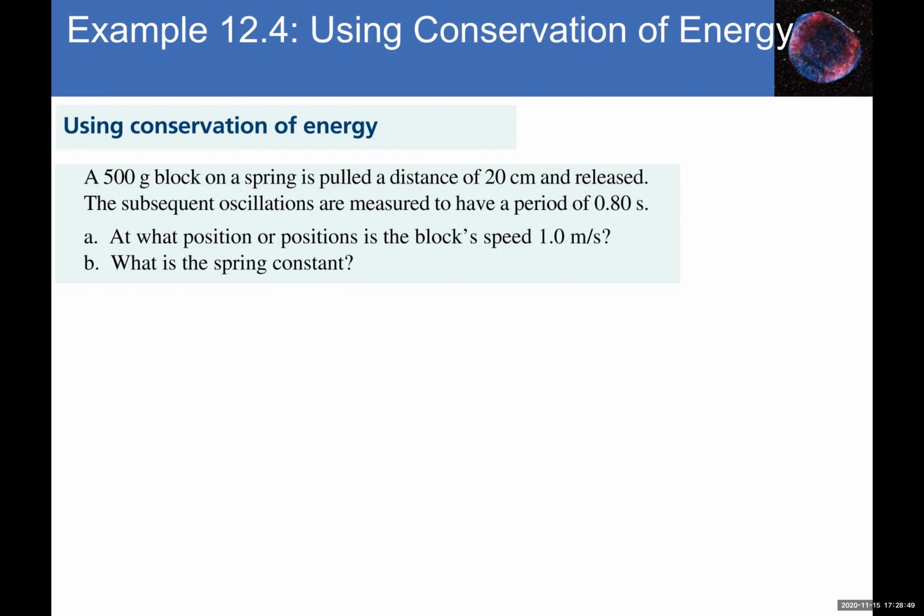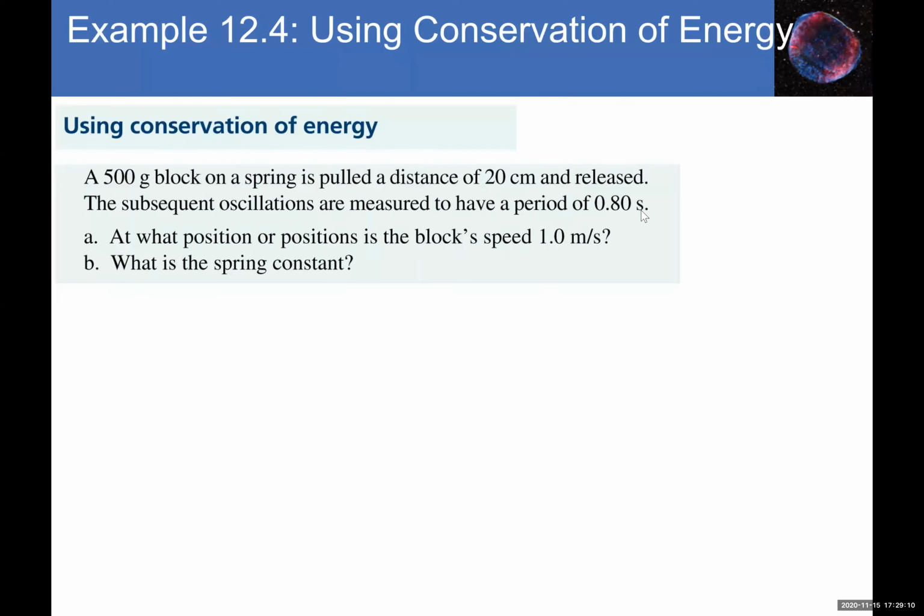As I mentioned, you can see it is asking us to find position given speed. Or it could have given you a position, and you could find how fast it's moving. In this case, it's giving you the speed and asking at which position or positions it is moving at that speed.